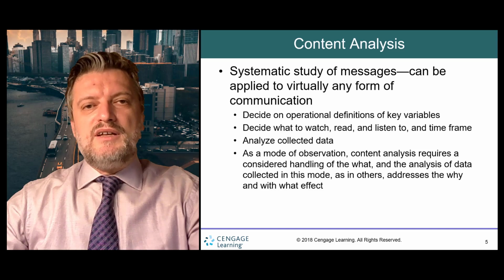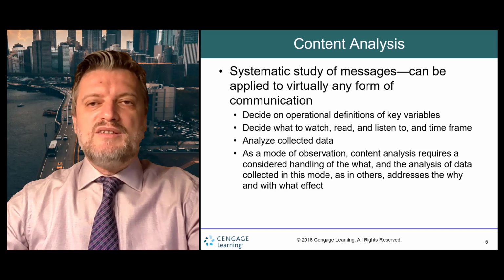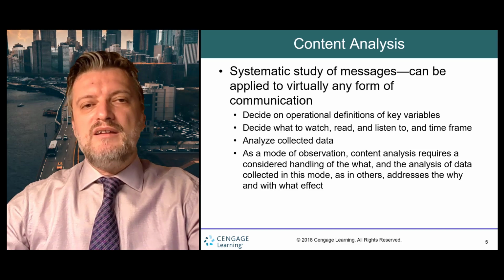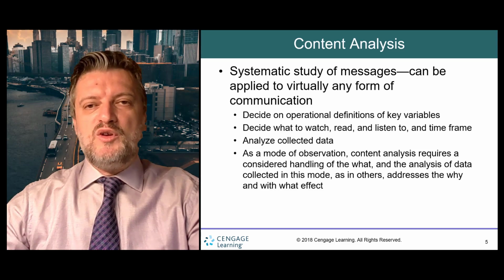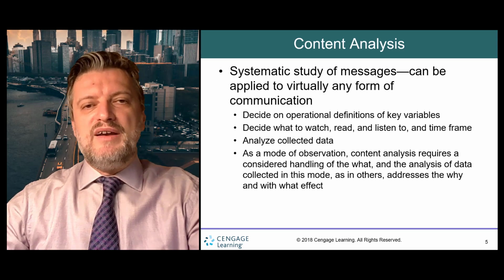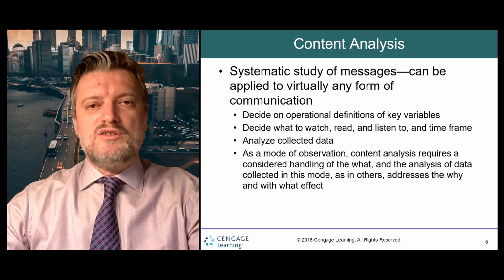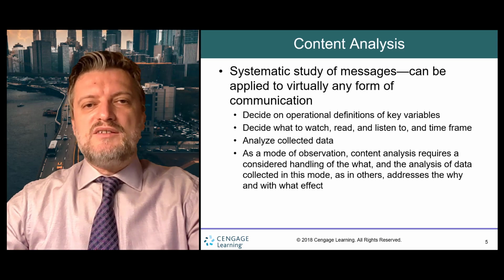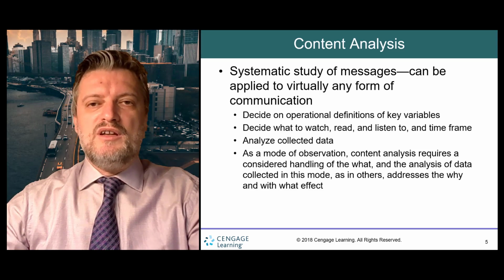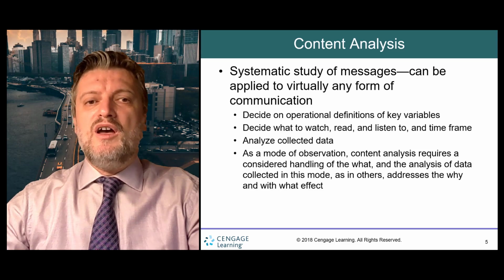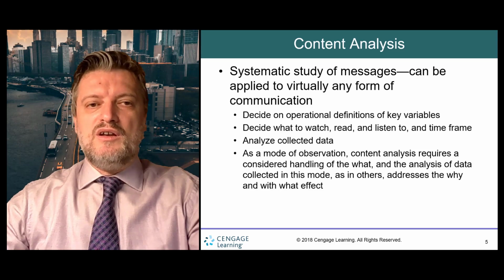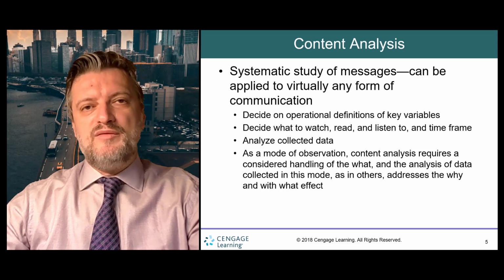Content analysis is the systematic study of messages and the meaning those messages convey. It may be applied to virtually any form of communication. Possible artifacts include books, magazines, films, sports, speeches, TV programs, letters, laws, etc. This type of analysis is particularly well suited to answering the classic question of communications research. Who says what, to whom, why, how, and with what effect?